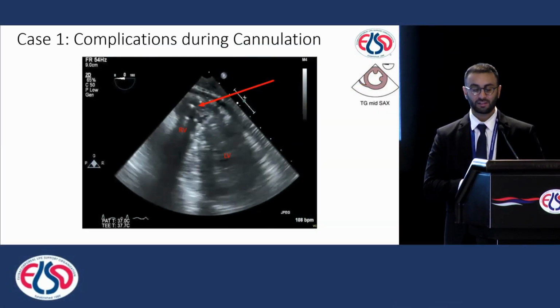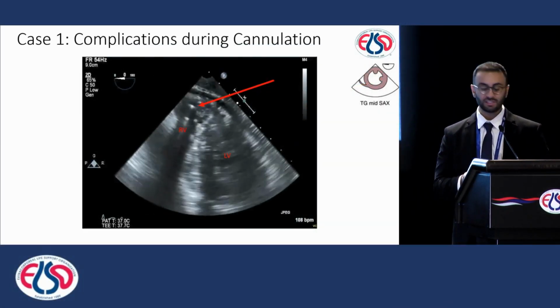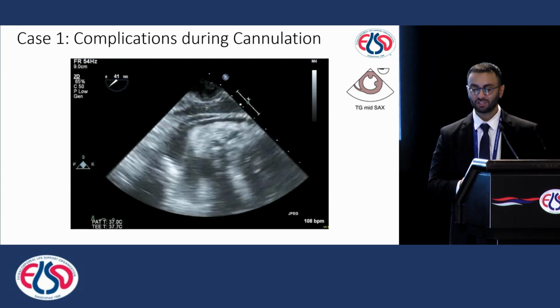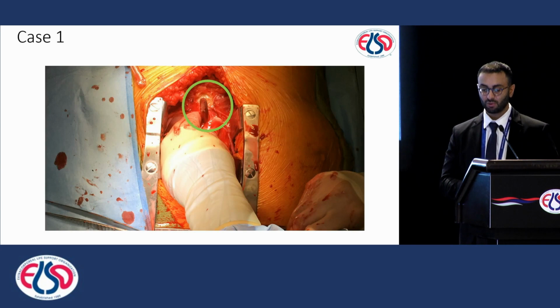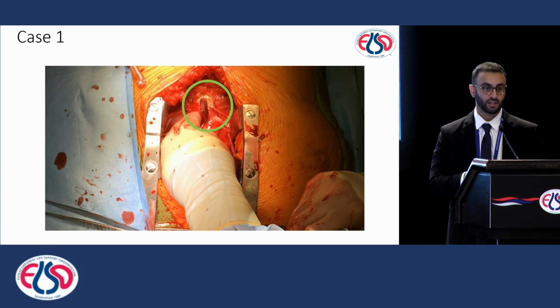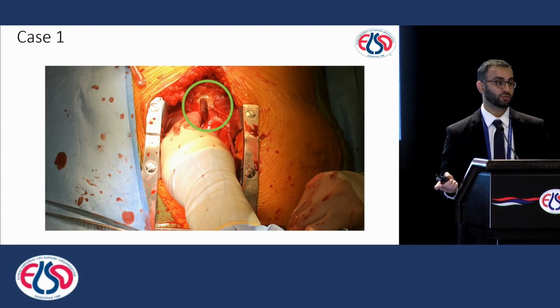It ended up being the cannula that was placed, and we had to take the patient to the operating room relatively emergently. And this is what we found here. You can see that the cannula actually perforated the right ventricle.